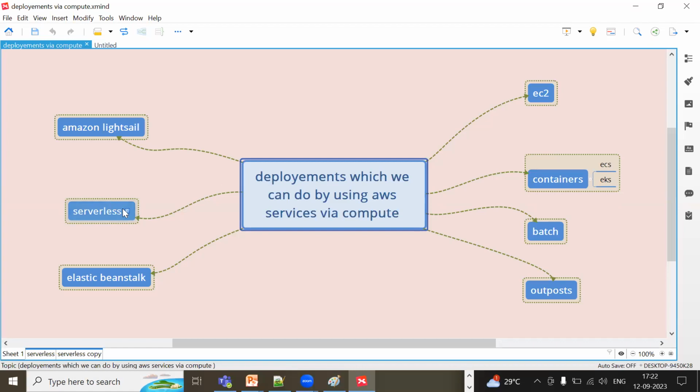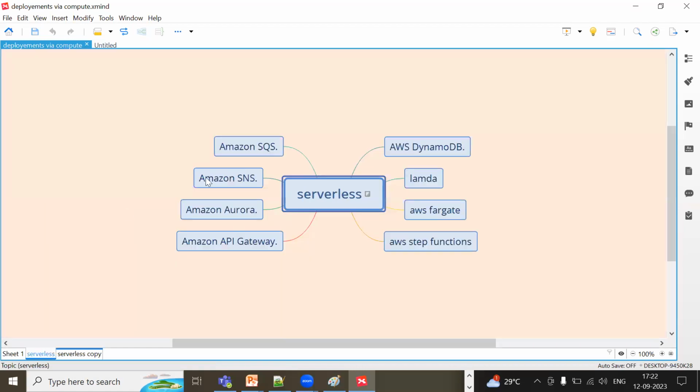And when coming to serverless, you will have Amazon SQS, Amazon SNS, Amazon Aurora, Amazon API Gateway, DynamoDB, Lambda, AWS Fargate, Step Functions. So majorly we'll try to use Lambda in order to deploy. These are serverless services itself, but you can't host this. These are some of the PaaS kind of things.